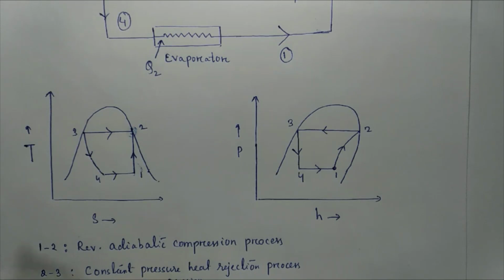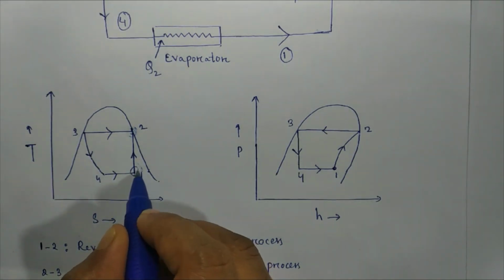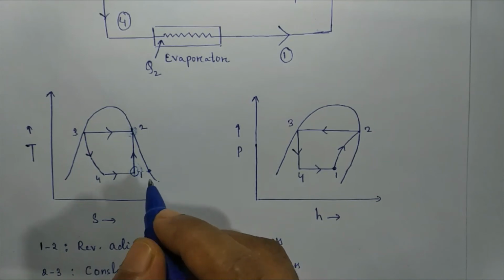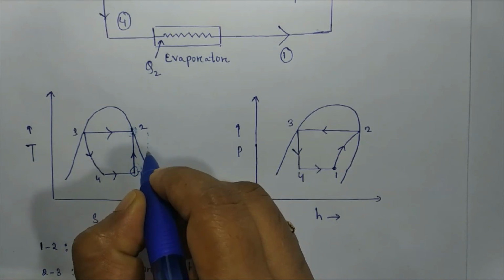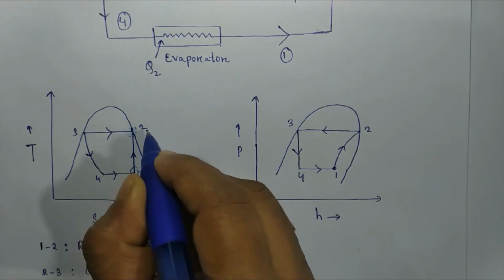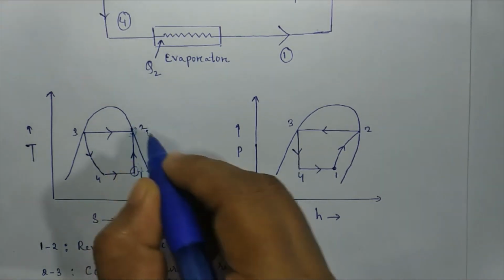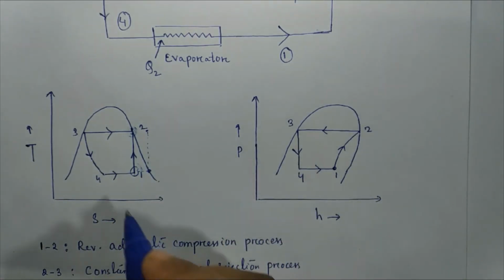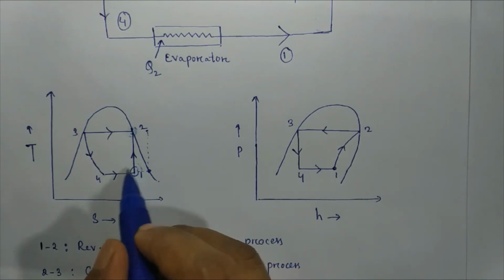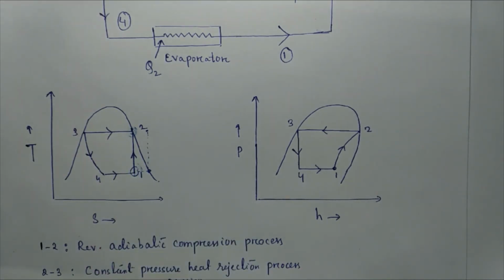So if we consider the case of dry compression, it means state 1 is considered to be here. If state 1 is here, then state 2 will be in this superheated region. But if we consider wet compression, it means state 1 lies in the wet region or the mixed region. So I think it is a clear idea about this VCRS system.